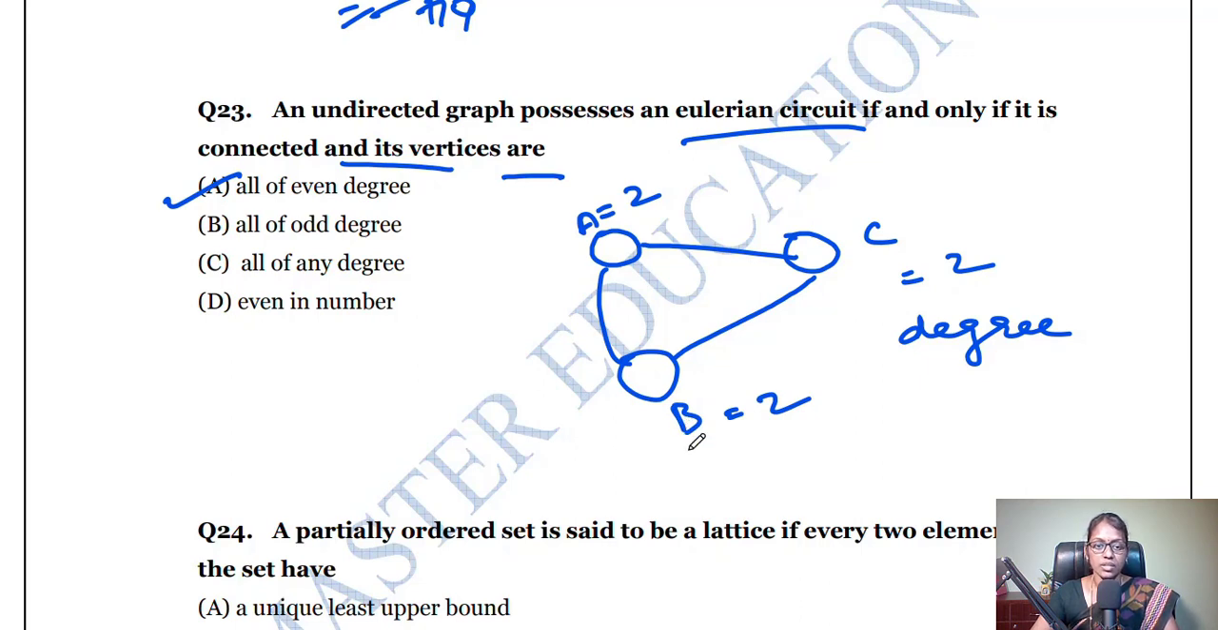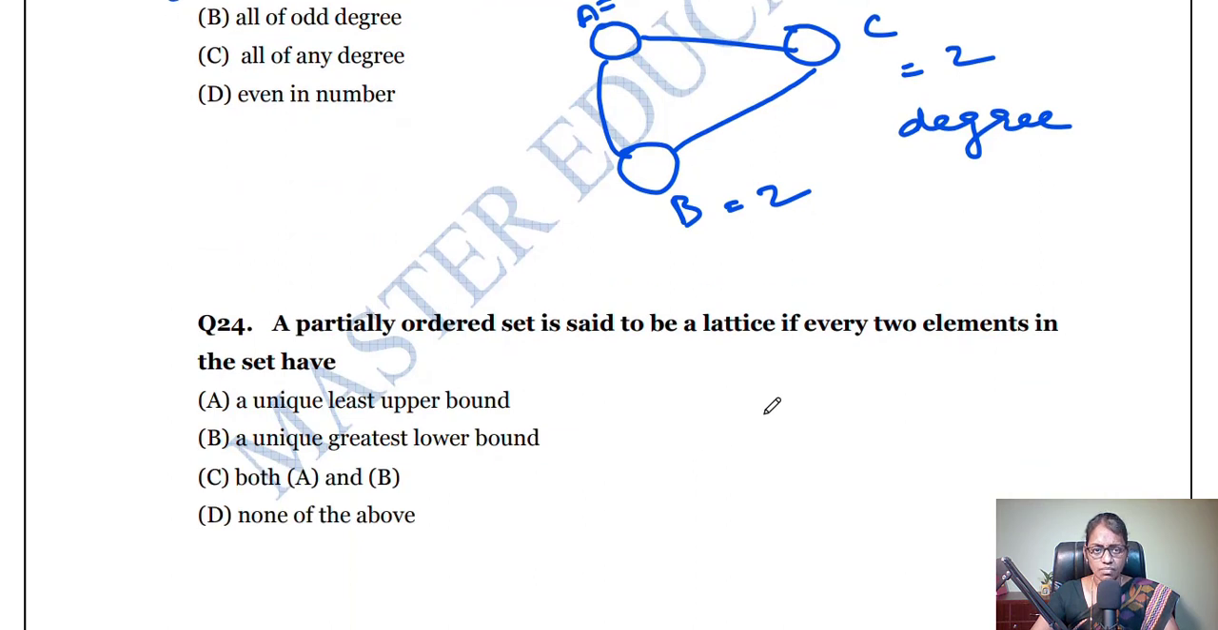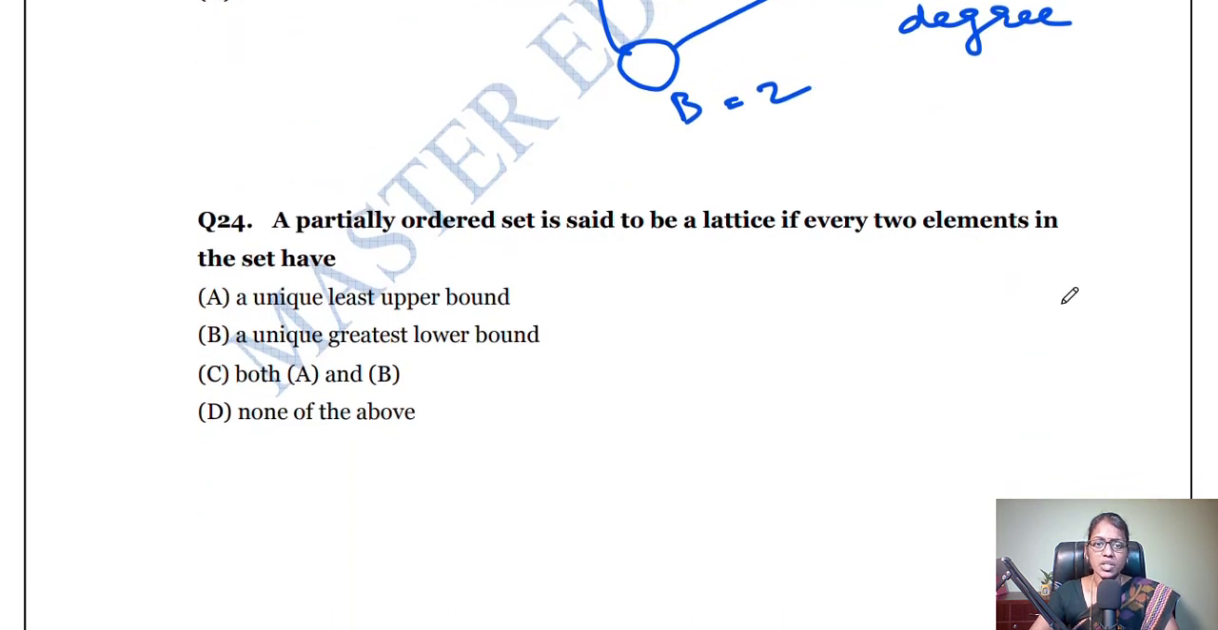The next one: a partially ordered set is said to be a lattice if every 2 elements in the set have. So what is a poset? A partially ordered set. A poset is a lattice if every 2 elements in the set have a unique least upper bound and a unique greatest lower bound. For example, 2, 6.